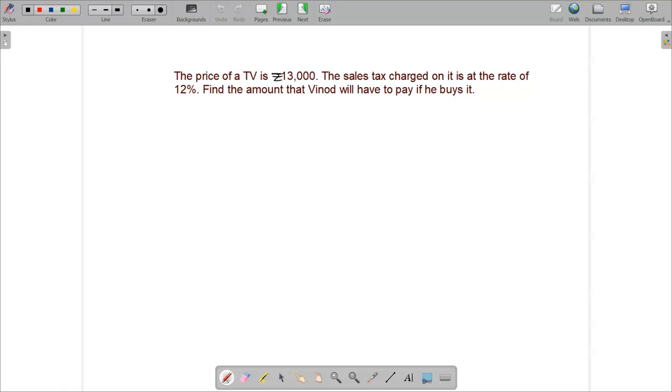Okay. So here the price of the item, the price of the TV, here the item is nothing but TV. TV is given by rupees 13,000. Okay. So instead of giving the tax amount, they have given the tax percentage. 12% they have given. So using this, we can easily find out the tax amount.